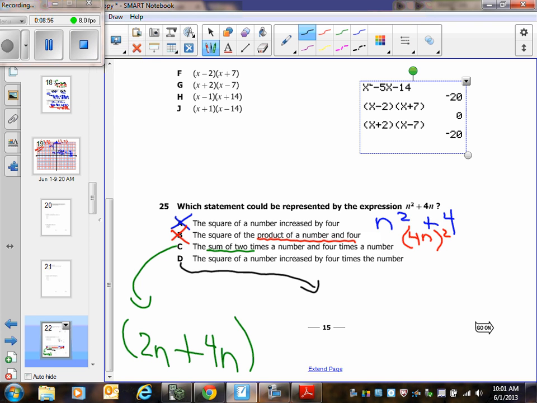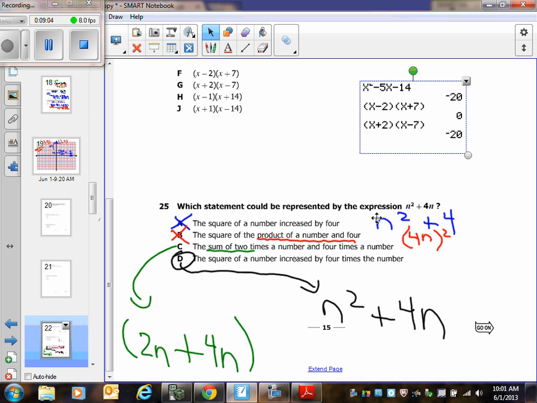Now, choice D says the square of a number increased by 4 times the number. So our answer is choice D.